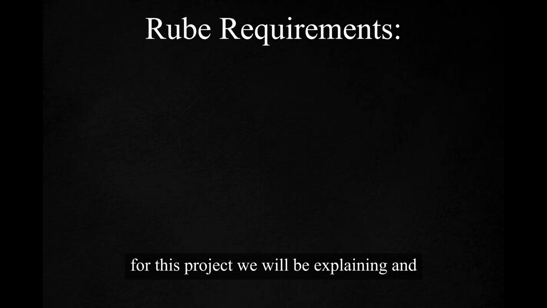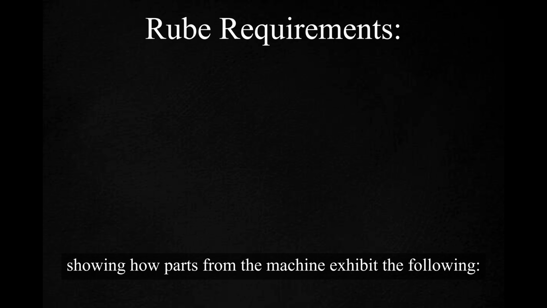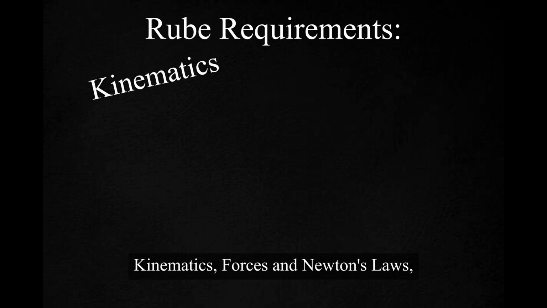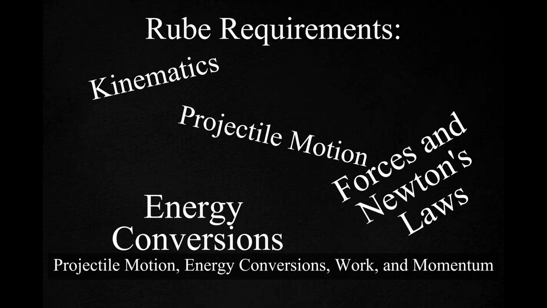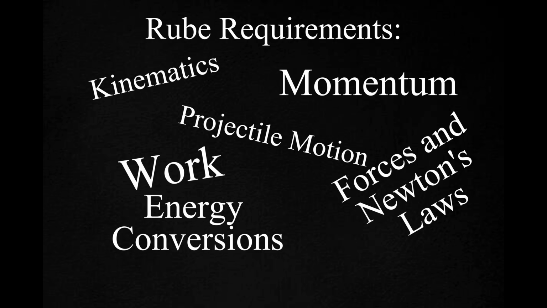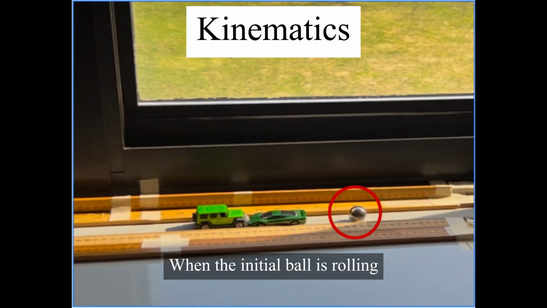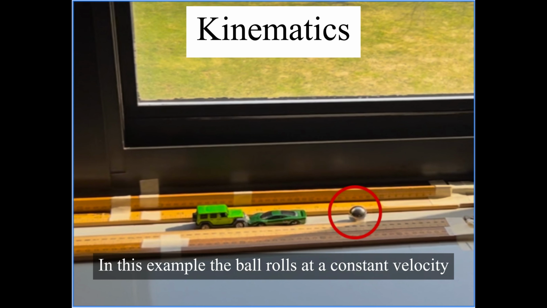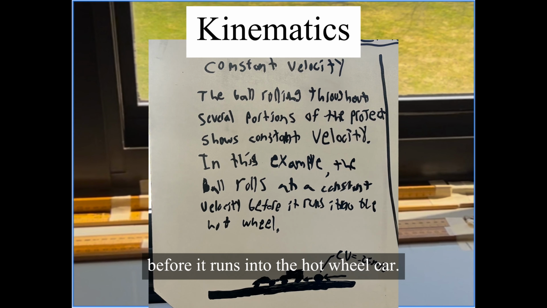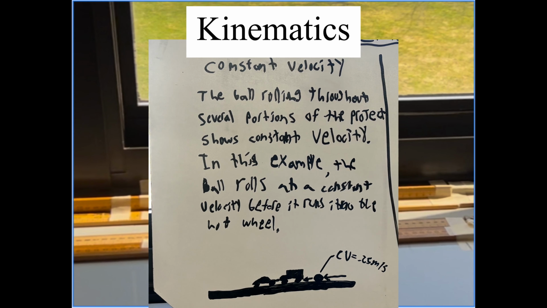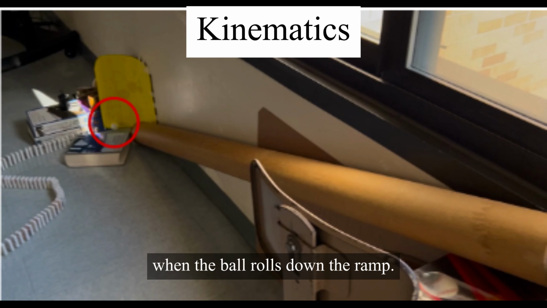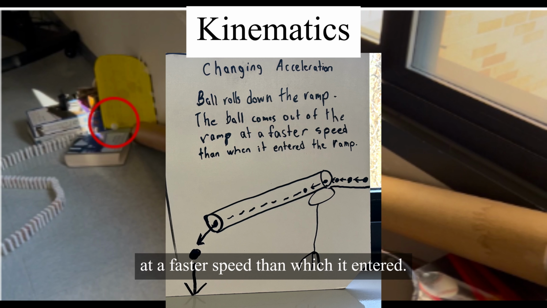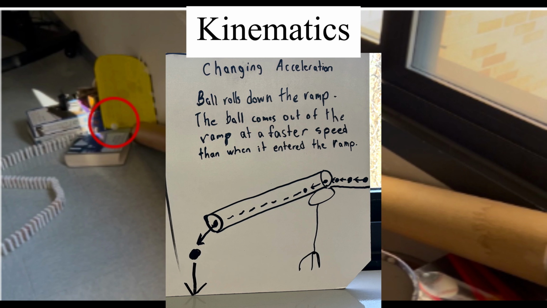For this project, we will be explaining and showing how parts of our machine exhibit the following: kinematics, forces and Newton's laws, projectile motion, energy conversions, work, and momentum. When the initial ball is rolling at the beginning of the machine, it is at a constant velocity. In this example, the ball rolls at a constant velocity before it runs into the Hot Wheel car. On the other hand, changing acceleration is present in our project when the ball rolls down the ramp. The ball comes out of the ramp at a faster speed than which it entered.